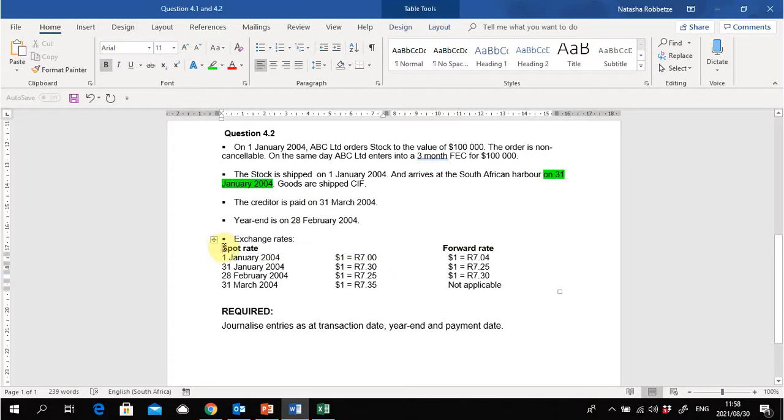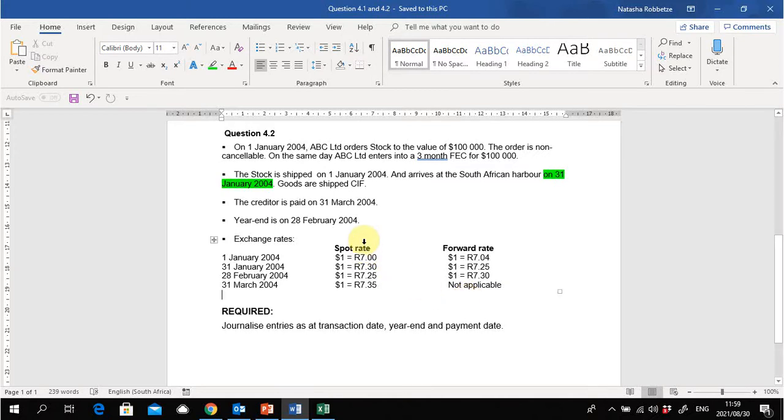They've given us spot rates and forward rates. For the spot rates, they've given us rates on 1 January, 31st of January, 28 February, 31st of March. So now they're checking to see if you can read properly and see which one should actually be your transaction date. And then the forward rates. Of course, the spot rate is used to value the creditor. The forward rate is used to value the FEC. So those are the movements that they will cover as basically insurance for currency risk, quote unquote.